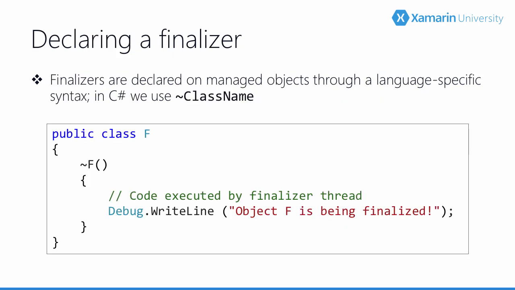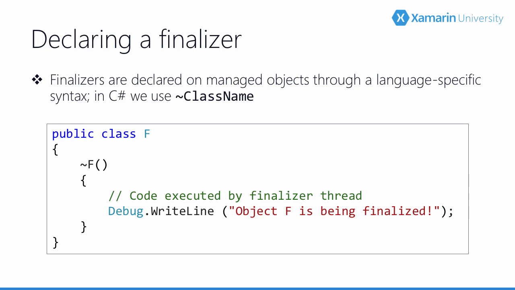So how do we declare a finalizer? Well, it's done through a language-specific syntax. In this particular case, in C# we use the tilde class name syntax. And so it looks kind of like a C++ destructor, but it's not a destructor because it's not deterministic. And so notice here we've got our F, and we have tilde F that indicates our finalizer.